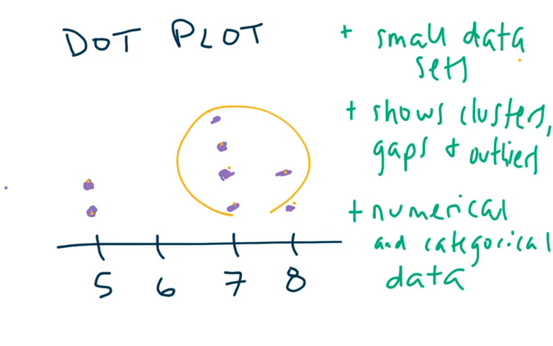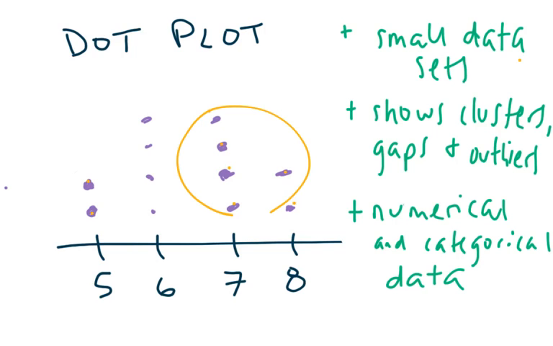Again, they're best for small data sets though, because if I have a large data set, I'm just going to be plotting dot after dot after dot. So if you have hundreds of data points, a dot plot might not be the best, but if you have around 20 or so, or even more or less, a dot plot might be a good plot.